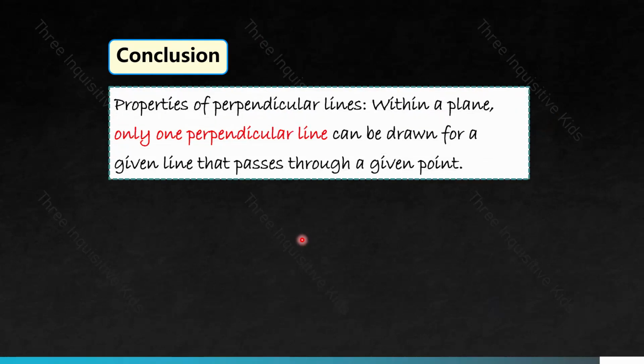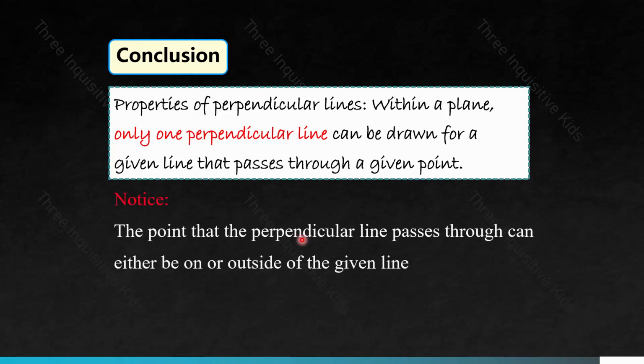Here's our conclusion. Properties of perpendicular lines. Within a plane, only one perpendicular line can be drawn for a given line that passes through a given point. The point that the perpendicular line passes through can either be on or outside of the given line. So, if I were to draw a perpendicular line to line L through point A, A can be anywhere, can even be on that line.